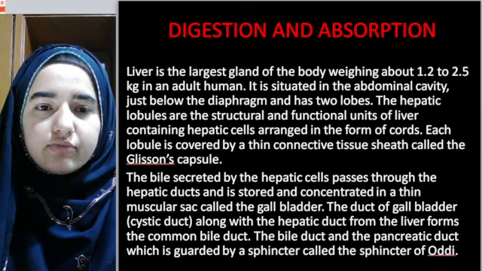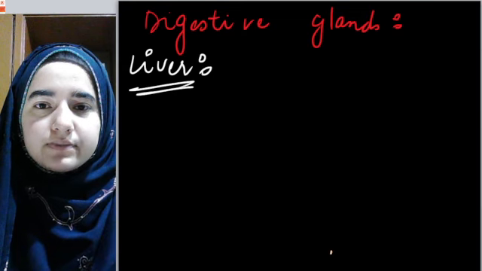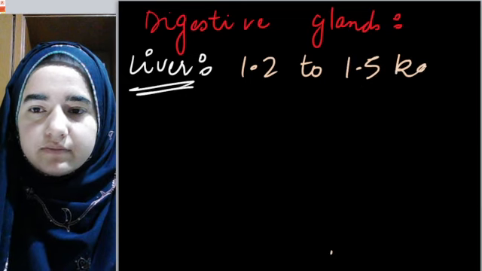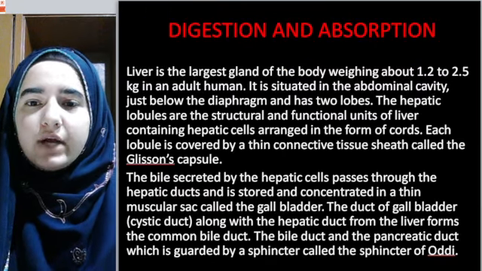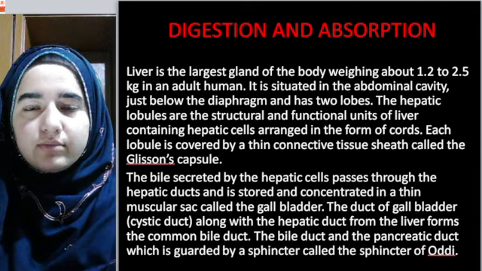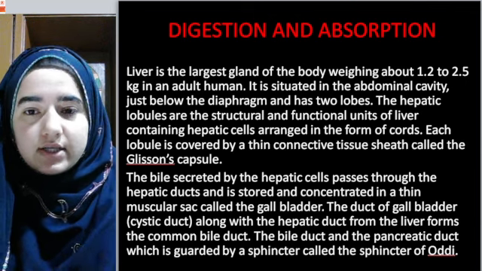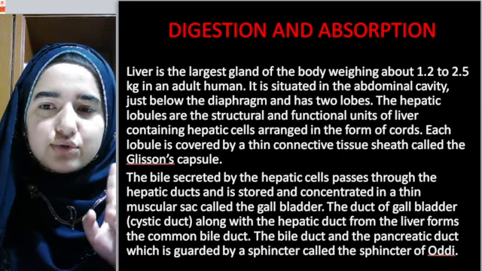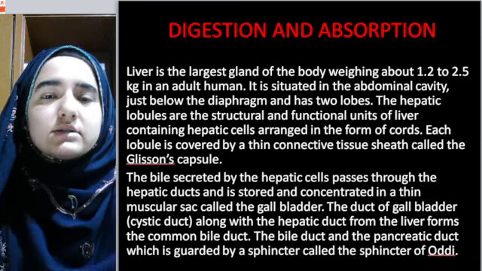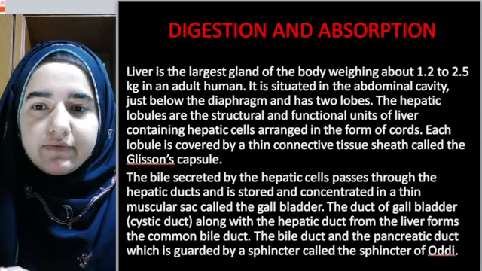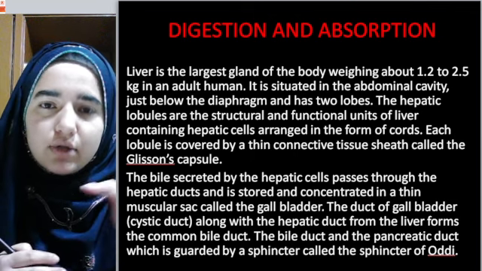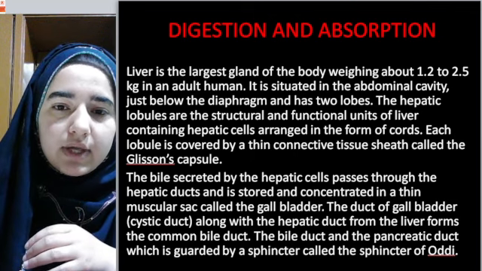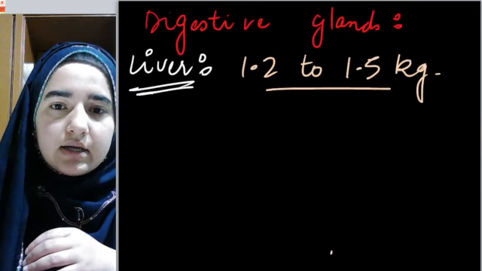It is the largest gland of the body, and its weight is about 1.2 to 1.5 kg in an adult human. It's situated in the abdominal cavity just below the diaphragm, and it has two lobes, and those are known as hepatic lobules.